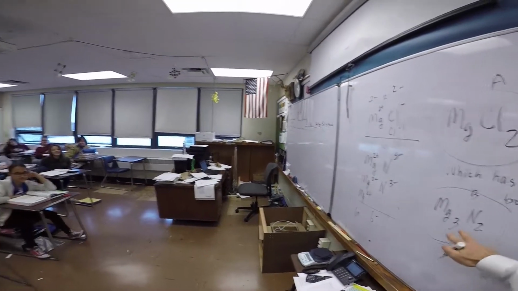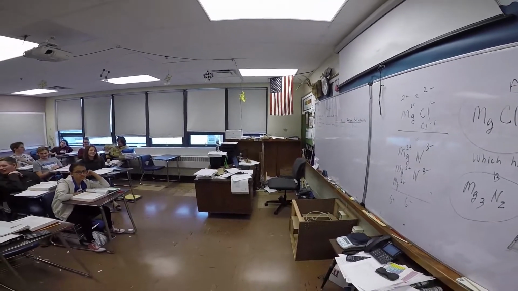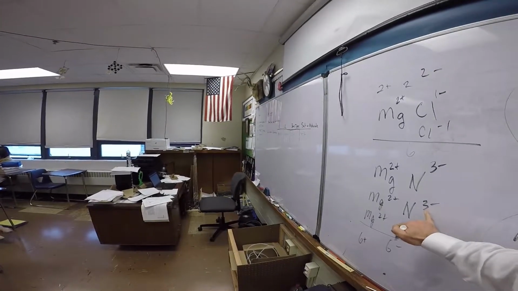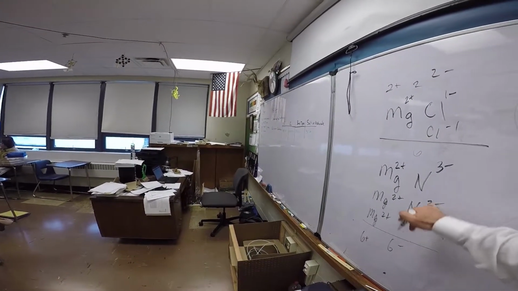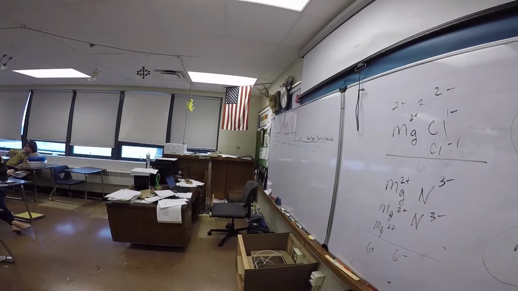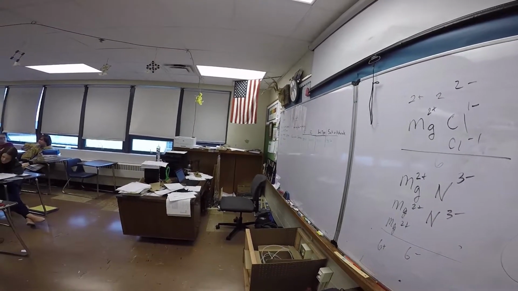Well, the answer is B. B is stronger. And the reason why it's stronger is because the charge has a greater charge. 3 negative is greater than 1 negative. So the bond is stronger. So you might want to write that down. You'll see it again.